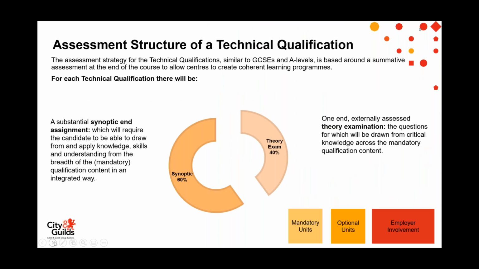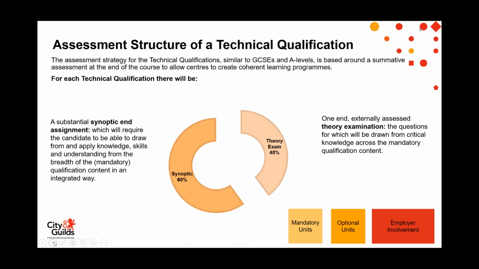The assessment strategy for technical qualifications is similar to GCSEs and A-levels and is based around the summative assessment at the end of the course. So for each technical qualification, there will be a substantial synoptic end assignment, which makes up 60% of the qualification. This will require the candidate to be able to draw from and apply knowledge, skills and understanding from a breadth of the mandatory qualification content in an integrated way.